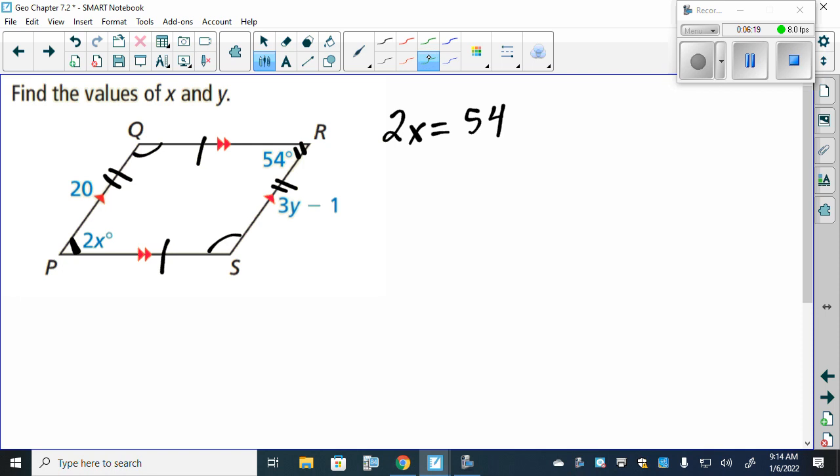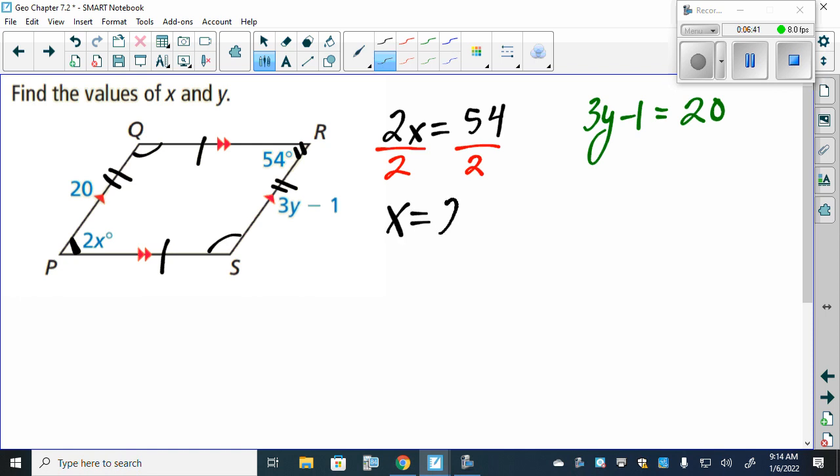What else do we know? 3y minus 1 is equal to 20. Which one do we want to solve for first, x or y? X. So what do I need to do first to solve for the value of x? Divide both sides by 2, telling us x is equal to 27. And that's it. We found the value of x.